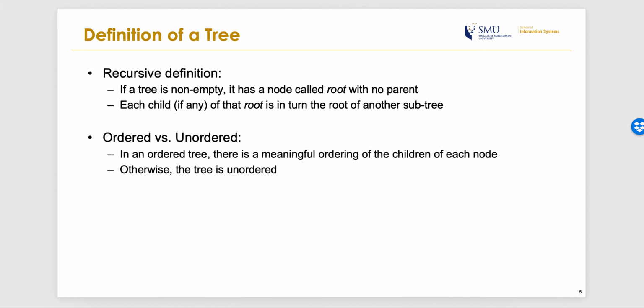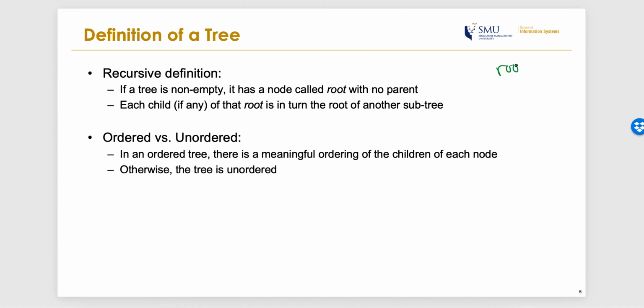Well, in some sense, we can think of a tree in a recursive way. If a particular tree is not empty, right, meaning that it has at least one node, then it has that node called the root with no parent. So the root will be the only node in a tree that has no parent, because every other node in the tree will branch out from some parent. Right? Now, each child of the root is in turn the root of another subtree.